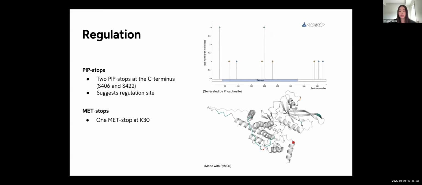Moving on to STK40's regulation, PhosphoSitePlus predicts multiple MET and PIP stops as shown in the lollipop diagram. However, only 3 of these are significant because most post-translational modifications are outside the membrane interacting regions. Phosphorylation sites at residue 406 and 422 suggest that they regulate C-terminal interactions with membranes, and a MET stop at residue 30 supports potential N-terminal membrane interactions. So in this PyMol structure that I made here, I highlighted the PIP stops in red and the MET stop in orange.